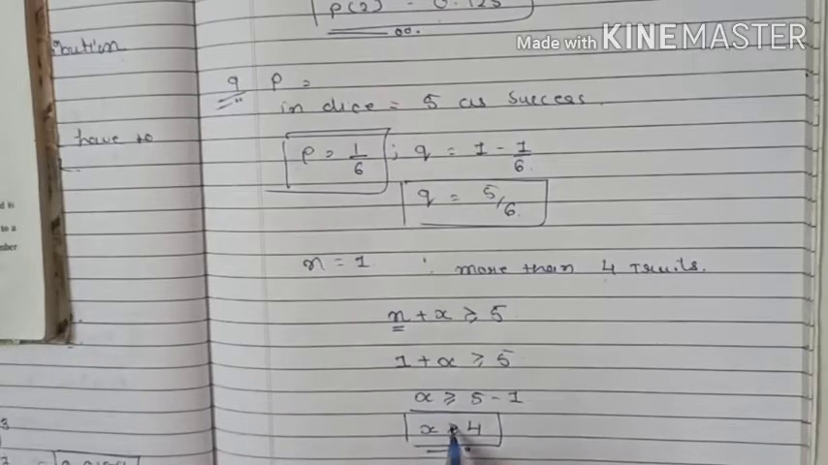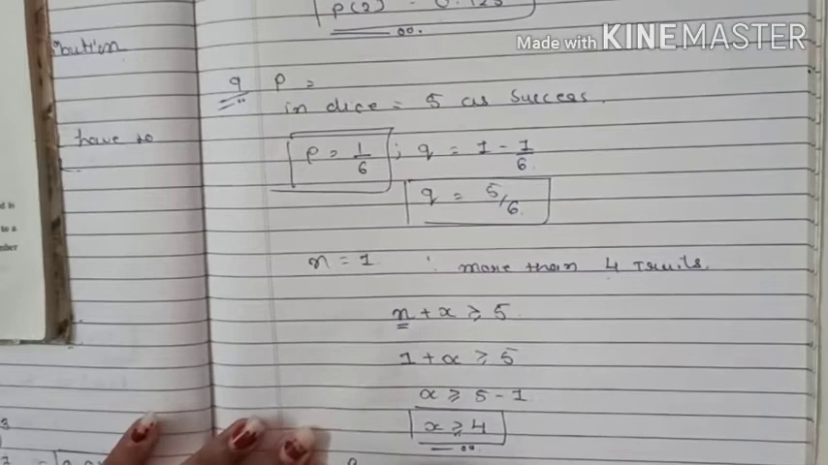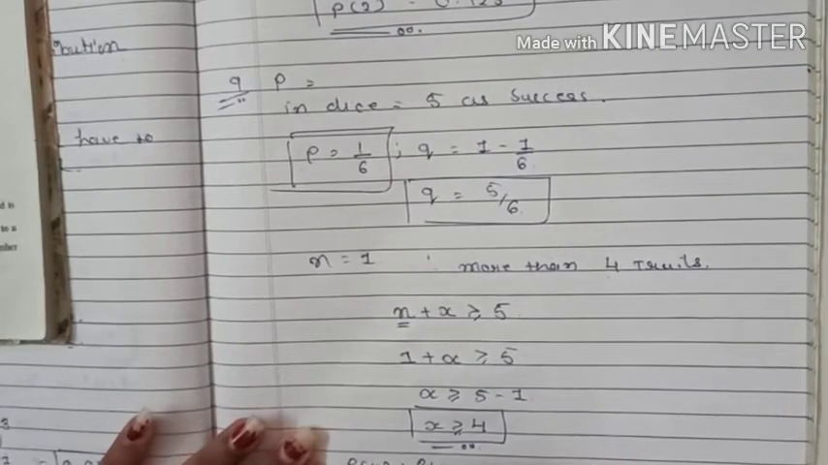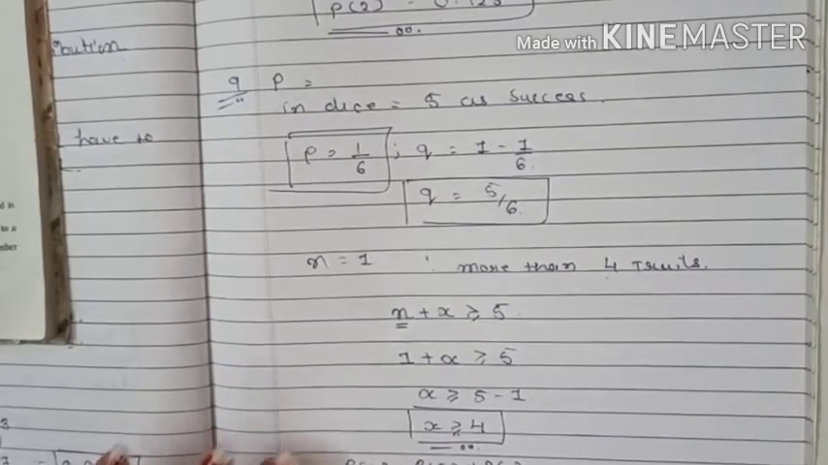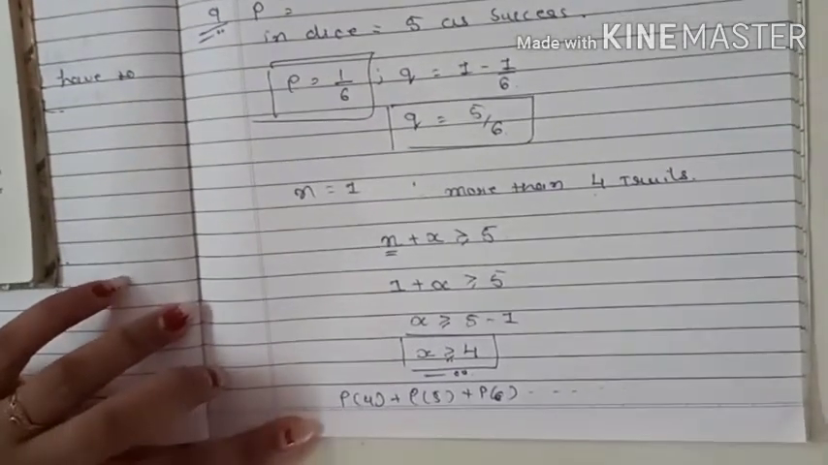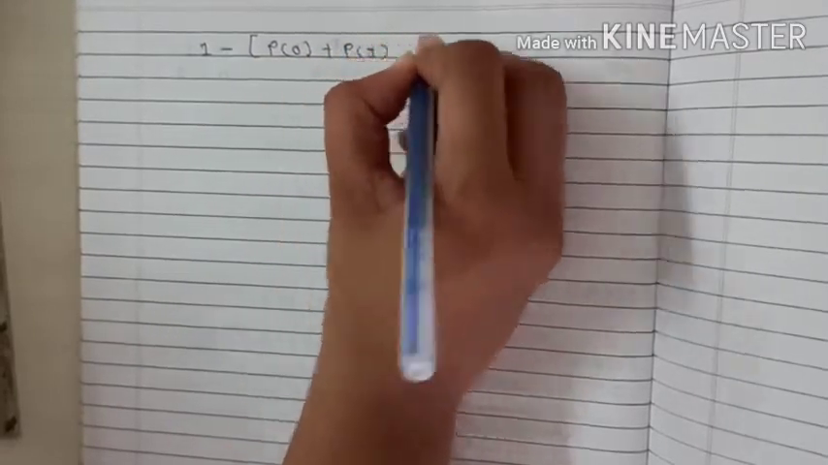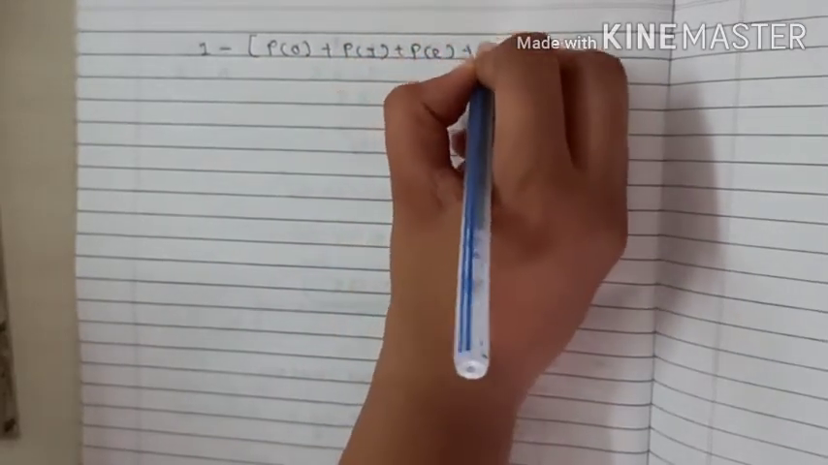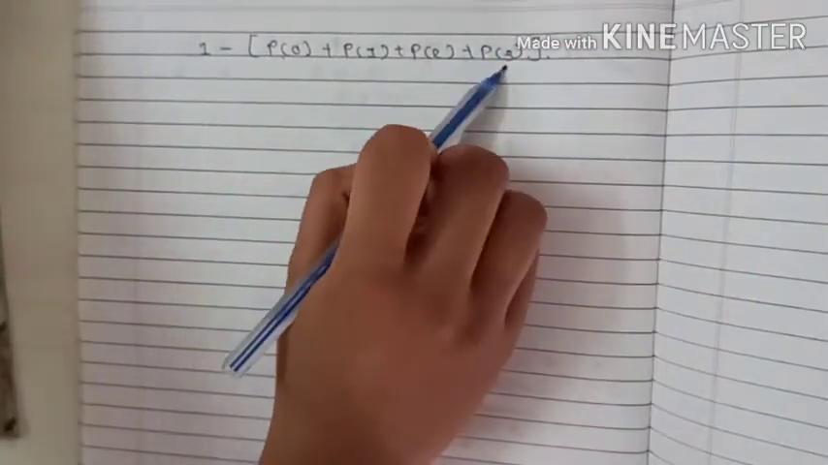Here, greater than or equal to 4, more than 4. So we have to find out P4 plus P5, P6 and so on. For that we have to find out 1 minus (P0 plus P1 plus P2 plus P3). So P0, P1, P2 and P3 we have to find out.